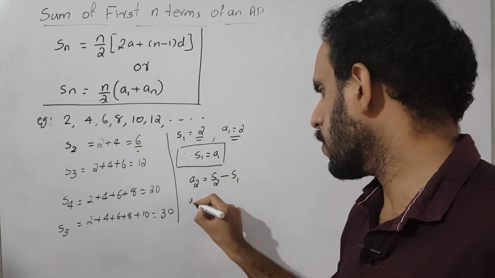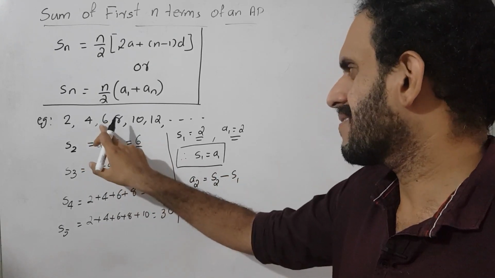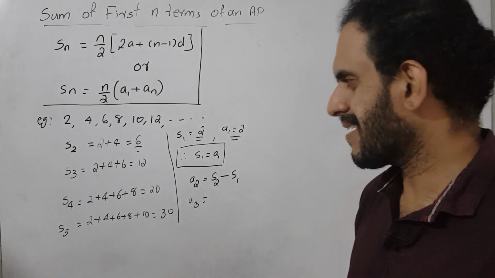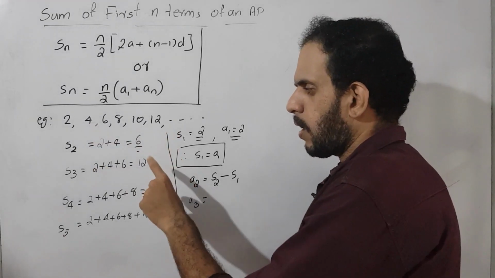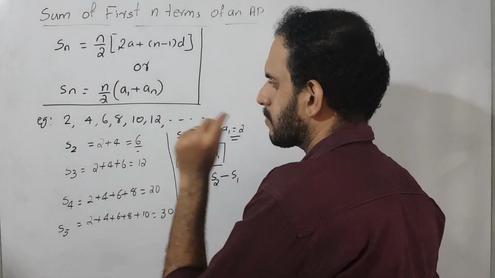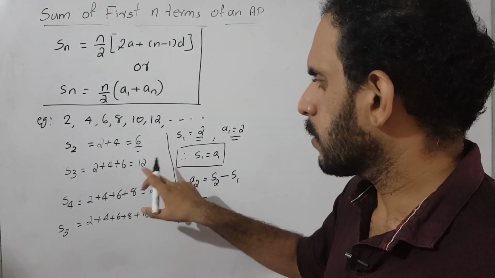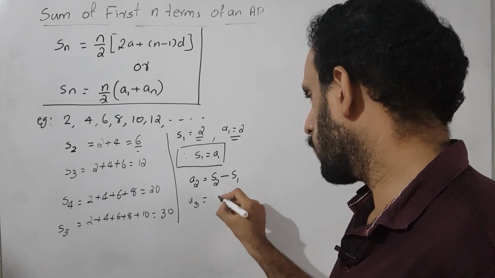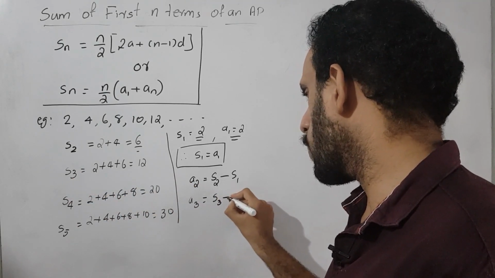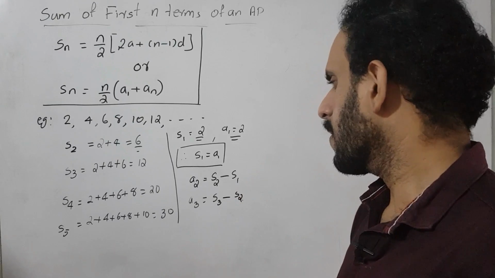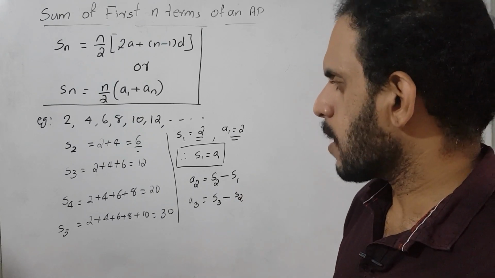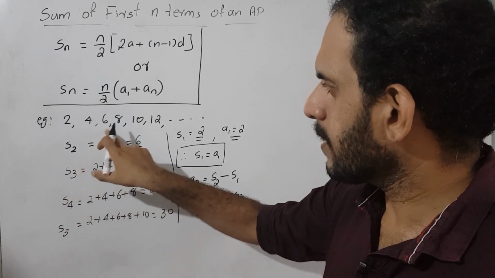A3 is equal to, what is A3? A3 is 6. Then how do we get 6? 6 is 12 minus 6. What is 12? 12 is S3. Then S3 minus S2. Okay. Then S3 minus S2. Then how do we get A4?